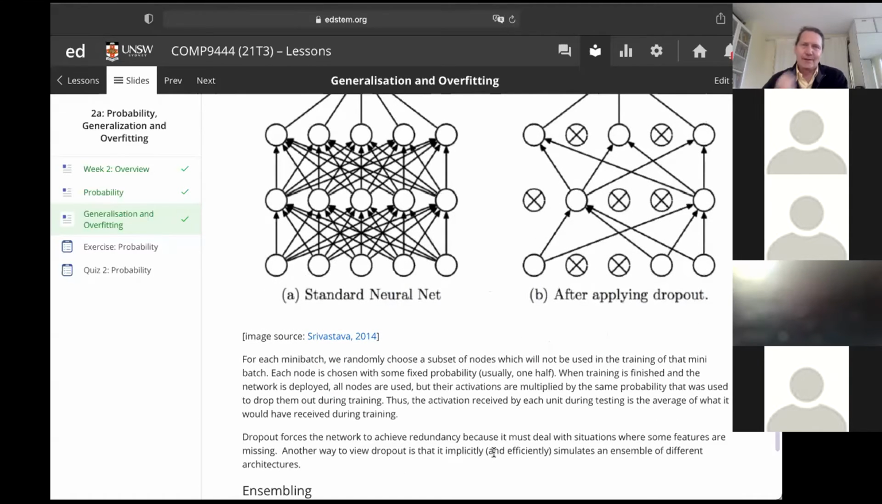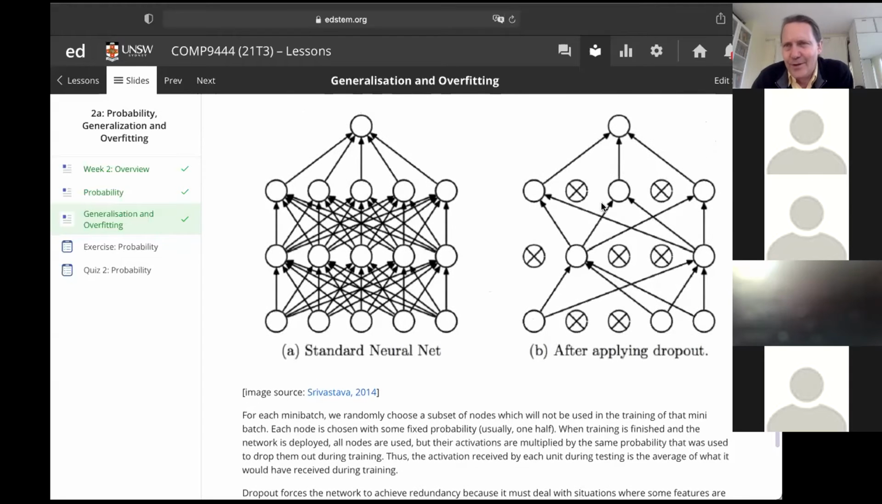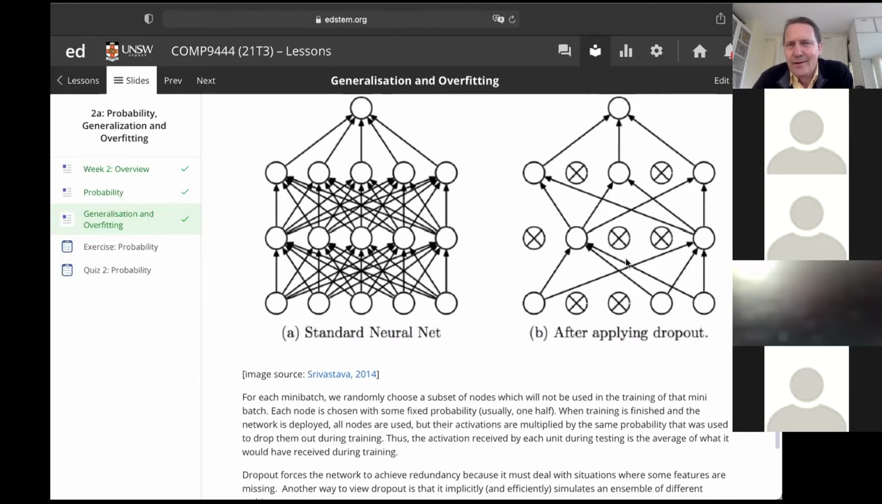Then in the end, when you've fully trained the network and you're deploying it, you use all the nodes, but you multiply each output by the same fraction as the number of nodes kept. So if during training you only keep 70% of the nodes, then in deployment you keep all the nodes, but you multiply the output of each node by 70%, so that on average the activation coming into the next layer is preserved.